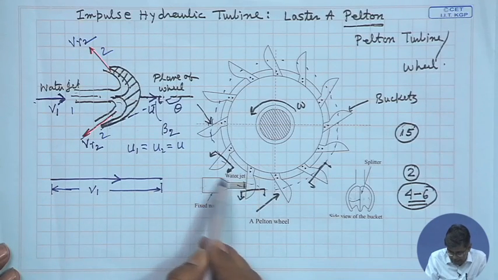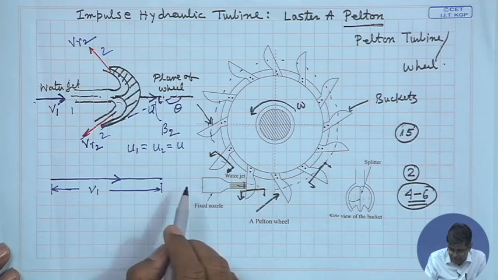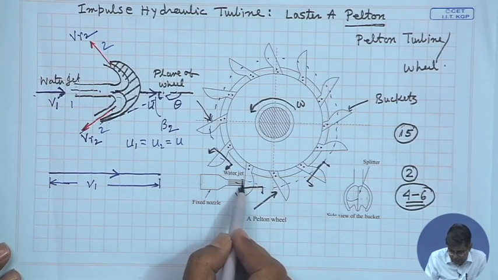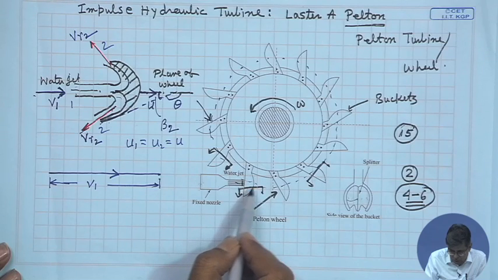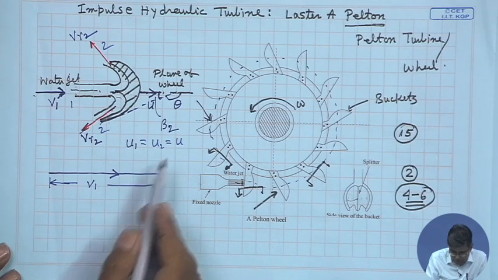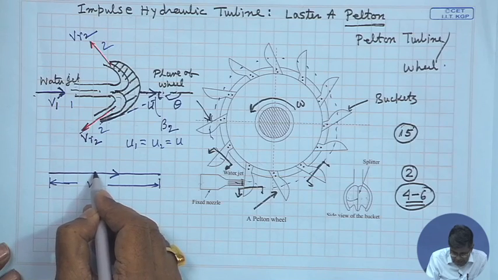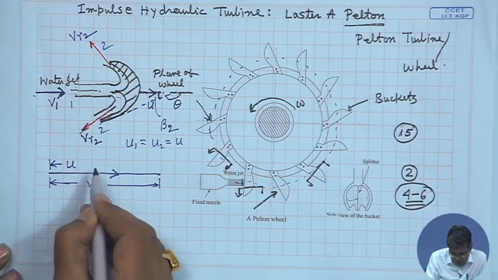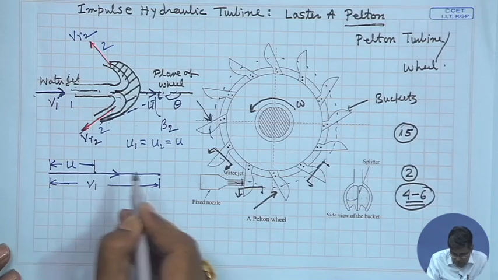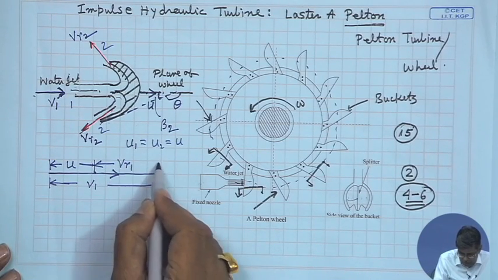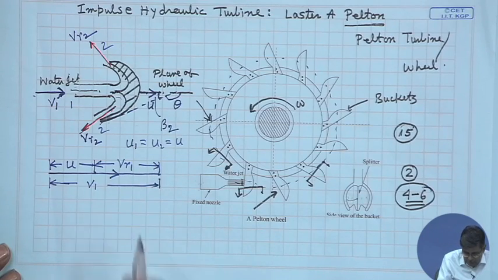It hits here and comes out, as you have seen in the earlier picture, much more clearly, that inlet and outlet do not vary in their radial location. So, U1 equals U2 equals U, and they are in the same direction. So, in the vector diagram we just show U as this. This part will be the relative velocity at inlet, VR1.